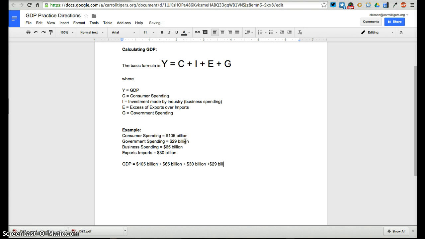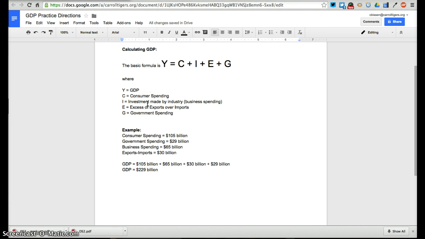So you need to take your calculator and add together all of these things, 105 plus 65 plus 30 plus 29. In this case, you would get $229 billion as our GDP for the current year. Okay, some things that you need to know.